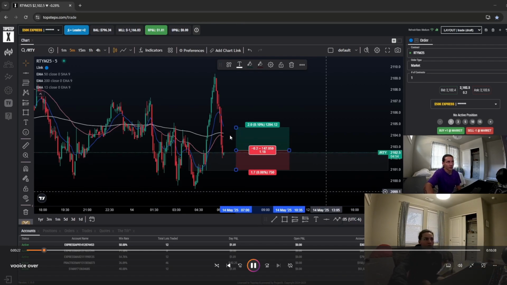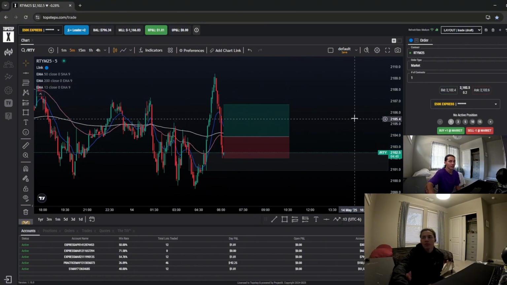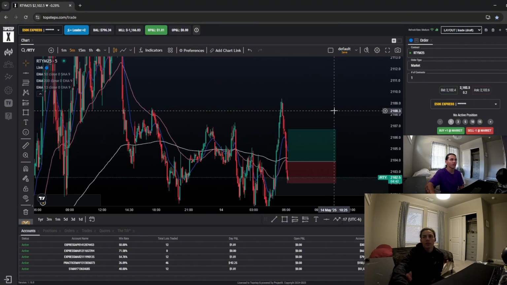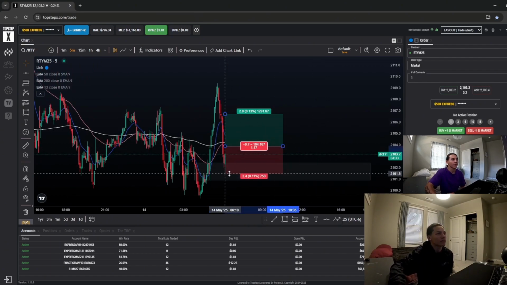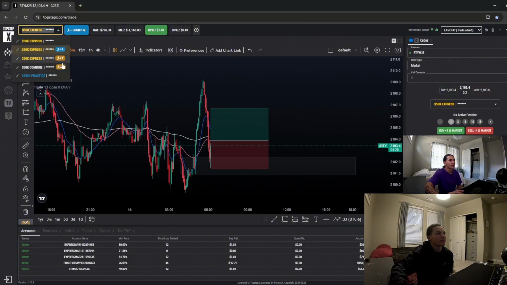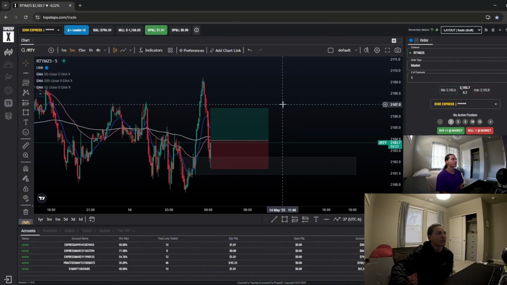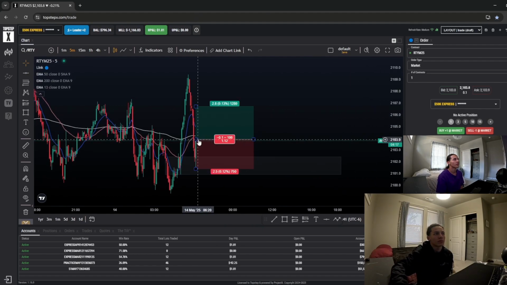Now the EMAs are all in the middle. This is exactly what you don't want to see, but just like I explained in the last video, EMAs aren't everything. Price action is more key to base your analysis off. So here I disregarded the EMAs, and right here we're in the zone. So now I'm just waiting for the break of the candle, and just simple as that.